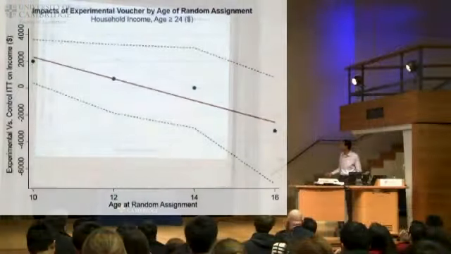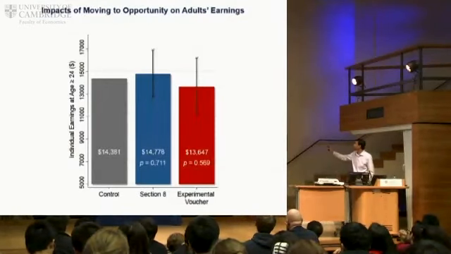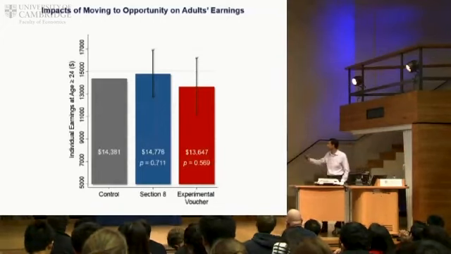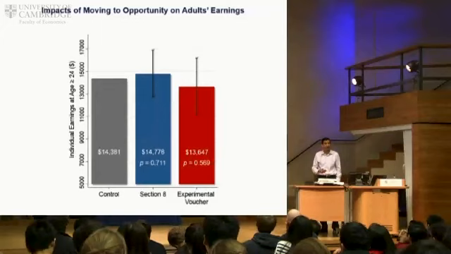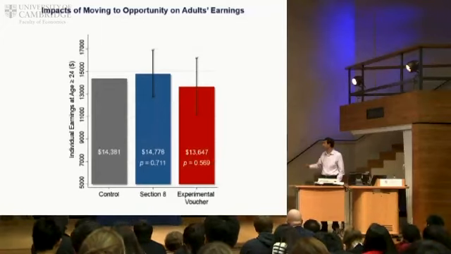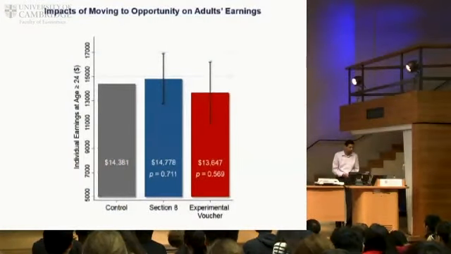Now, consistent with what had been shown in prior research, you also see that for adults, there's essentially no impact of moving to one of these lower poverty, more integrated communities. The mean earnings for the adults essentially don't change depending upon where they live. So that's consistent with the view that it's really childhood exposure that's playing a key role in terms of the long-term impacts of these vouchers.